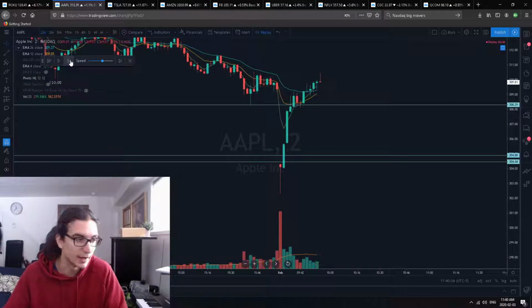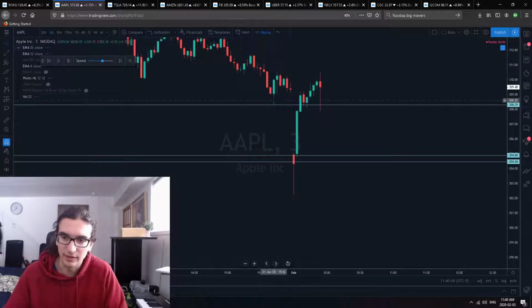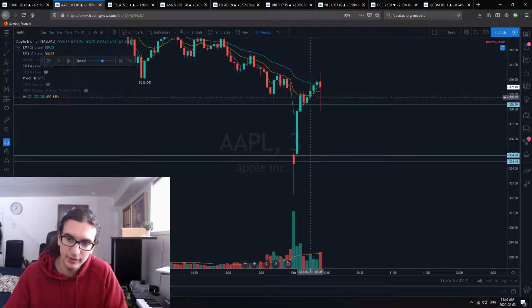So as you can see here, we broke above it, consolidated more for 3 bars, and then we started breaking higher after that. So what about the 3-minute time frame? What does that tell us? Yeah, so we got the breakout. It looks better on the 3-minute actually, and that's pretty much it.